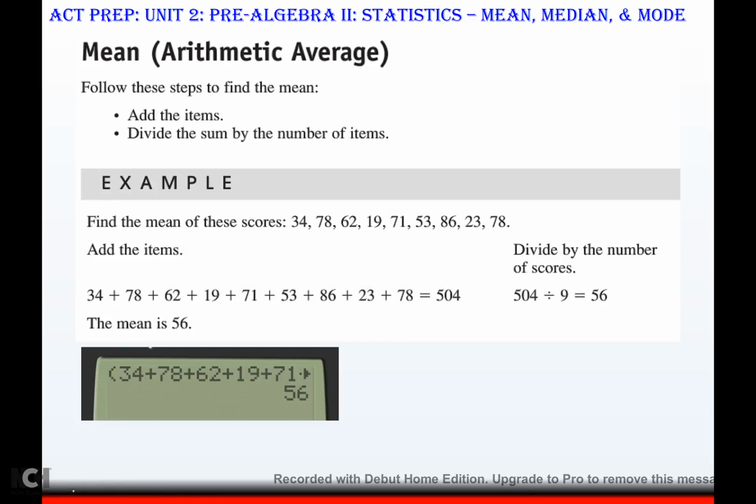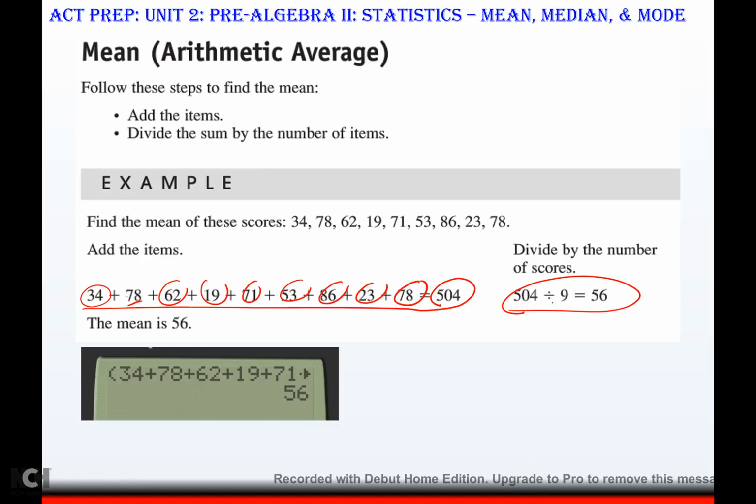So an example of mean: it says find the mean of these scores. And what you do is you add all the items up. They got 504. And then you divide that by how many items are in the data. 1, 2, 3, 4, 5, 6, 7. There's 9 numbers, so divide by 9 is 56.